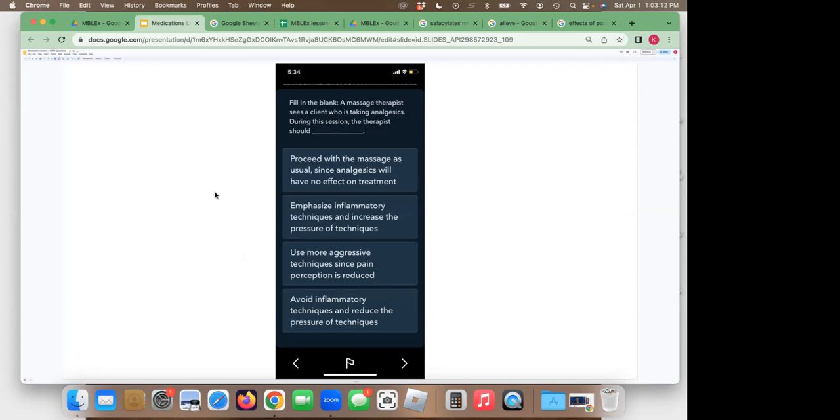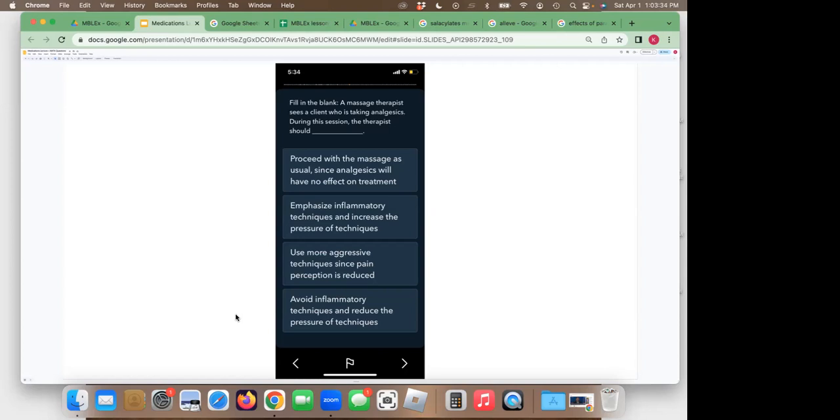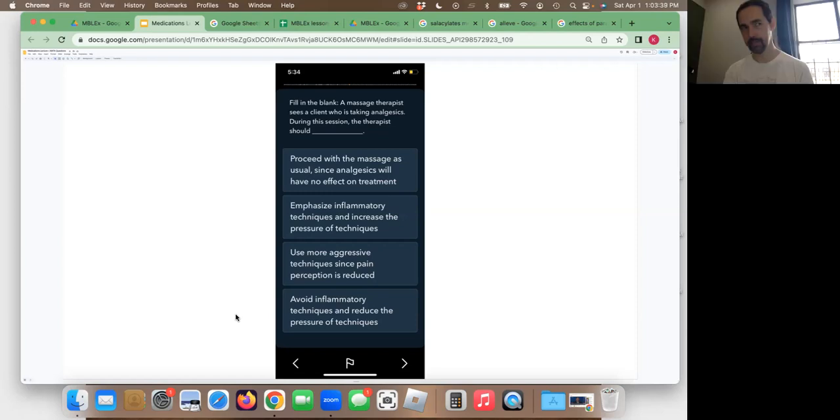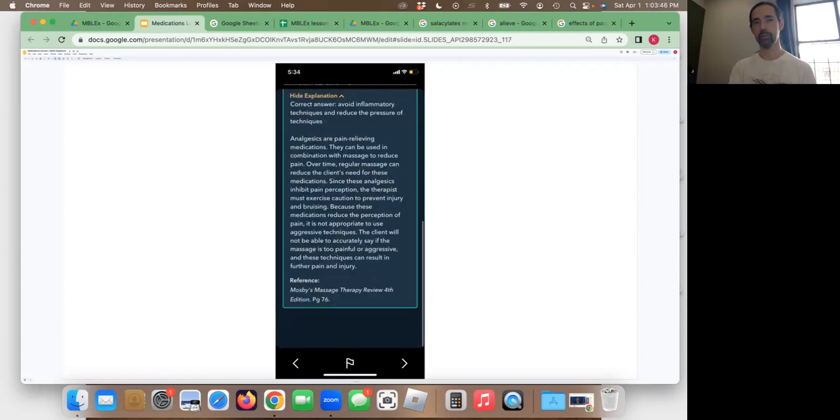Fill in the blank. A massage therapist sees a client who is taking analgesics. During this session, the therapist should what? Proceed with the massage as usual, since analgesics will have no effect on treatment. Emphasize inflammatory techniques and increase the pressure of techniques. Use more aggressive techniques since pain perception is reduced. Avoid inflammatory techniques and reduce the pressure of techniques. Which one? Avoid inflammatory techniques and reduce the pressure techniques. Yes. Did everybody get that one? Great. If you didn't get it, definitely go back and review and practice.